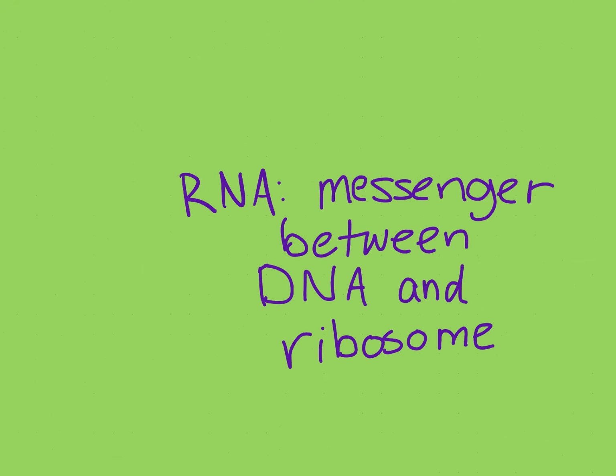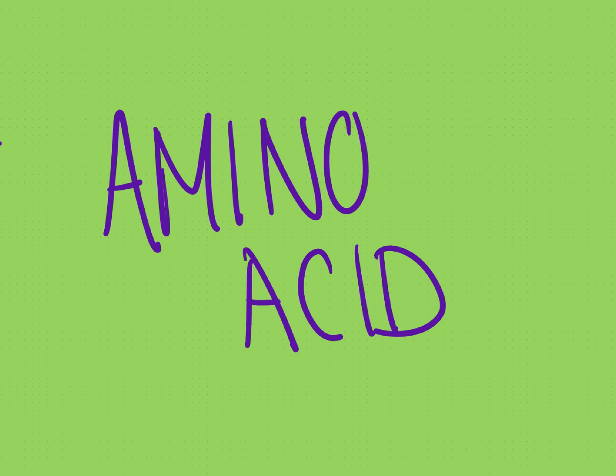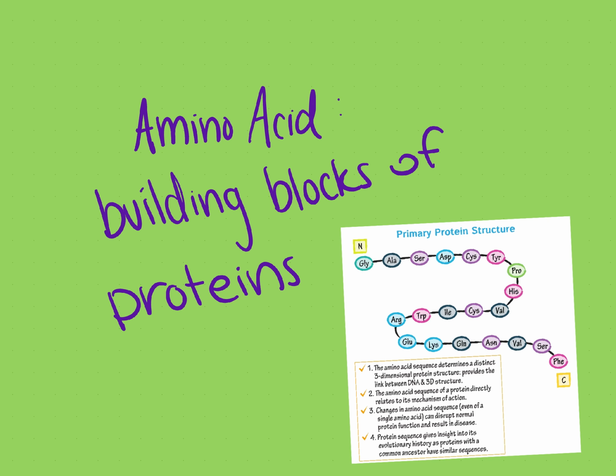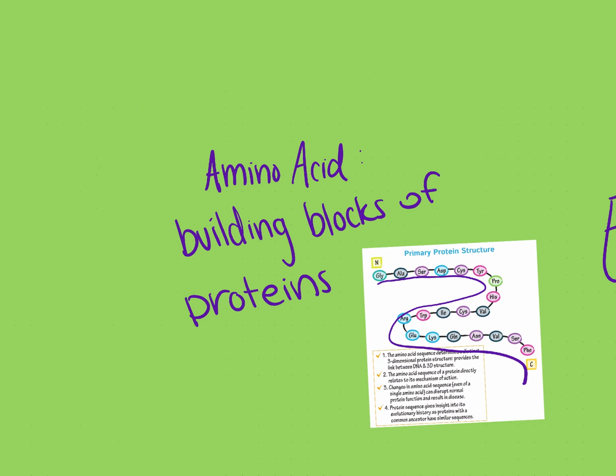Next word is amino acid. An amino acid is a building block of protein. So this is what RNA is translated into. 3 RNA bases are translated into 1 amino acid, and they build a long chain like this, and then they fold up and make a protein.